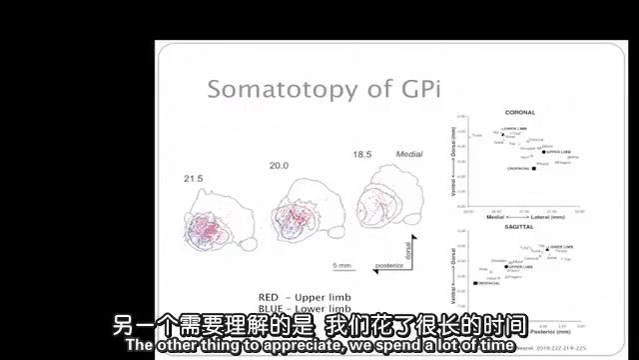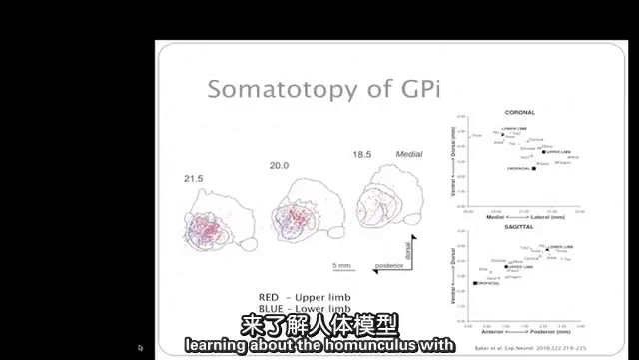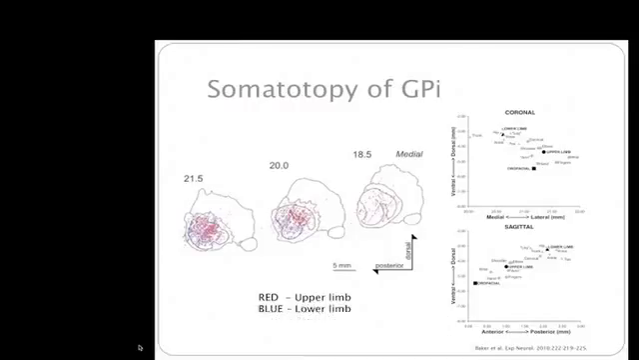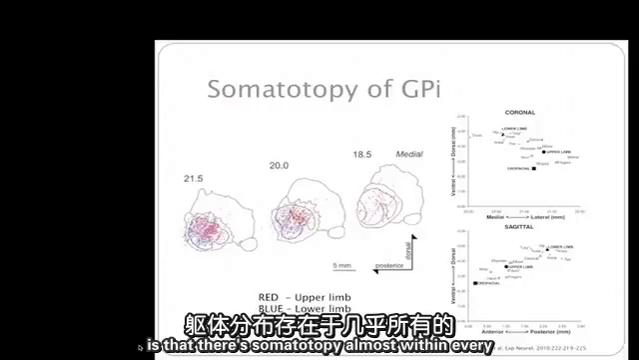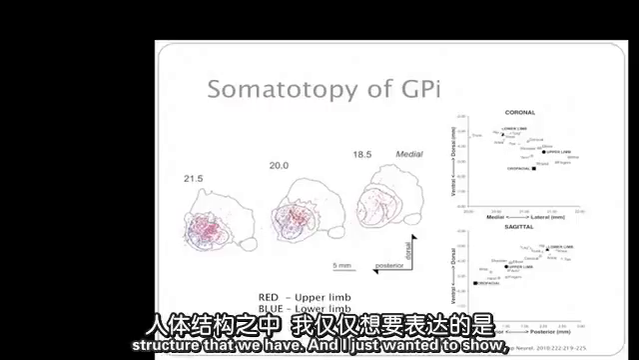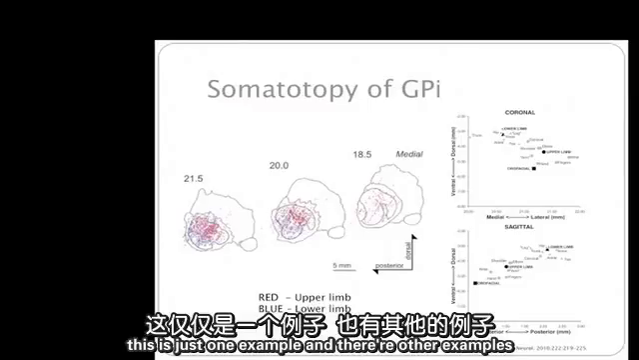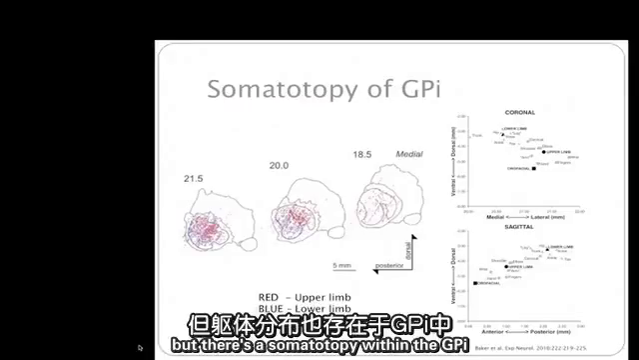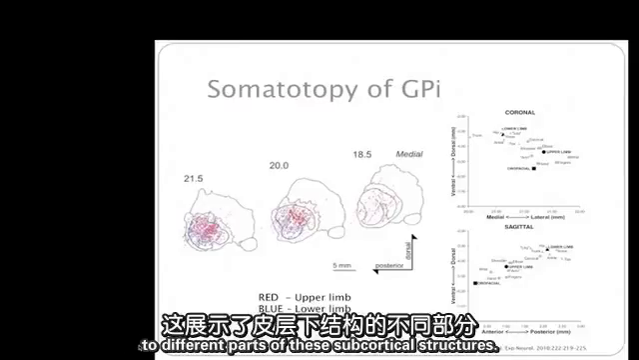The other thing to appreciate, we spend a lot of time learning about the homunculus in the somatosensory and the motor cortex. And really what we're starting to appreciate and learn is that there's somatotopy almost within every structure that we have. And I just wanted to show, this is just one example, and there's other examples depending on what reference you look at. But there's a somatotopy within the GPi, as well as the striatum, mapping different structures to different parts of these subcortical structures.